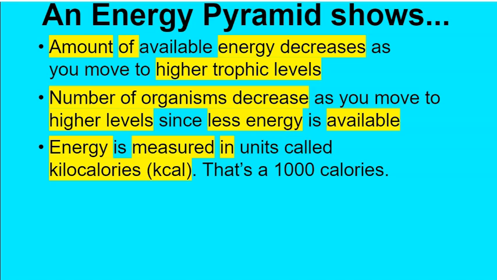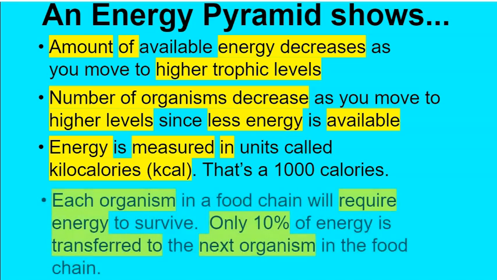That's the unit of measurement that ecologists, those are people that study ecosystems, would use as they use an energy pyramid. Each organism in a food chain will require energy to survive, and only 10% of the energy is transferred to the next organism in the food chain. Remember, I talked about that a little while ago. What the producers have used is different from what they've stored, and what they've stored is what's going to be transferred to what's eating them. And that's only about 10% of what the original amount would be.